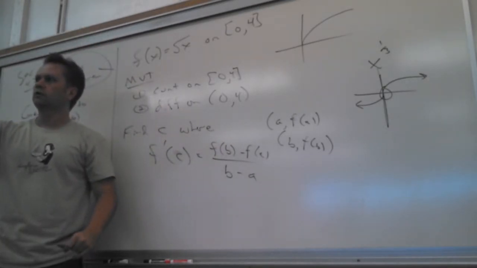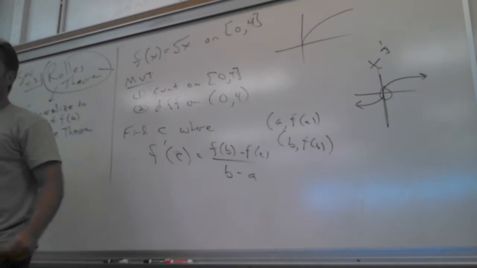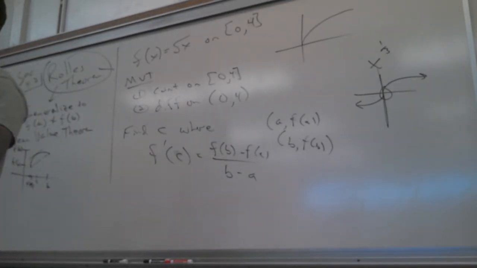What came first, MVT or Rolle's? Rolle's came first. And then we actually use Rolle's to prove that the mean value theorem works. But the mean value theorem is kind of Rolle's more generally, right? But Rolle's did come first because you use it in the proof of the MVT.